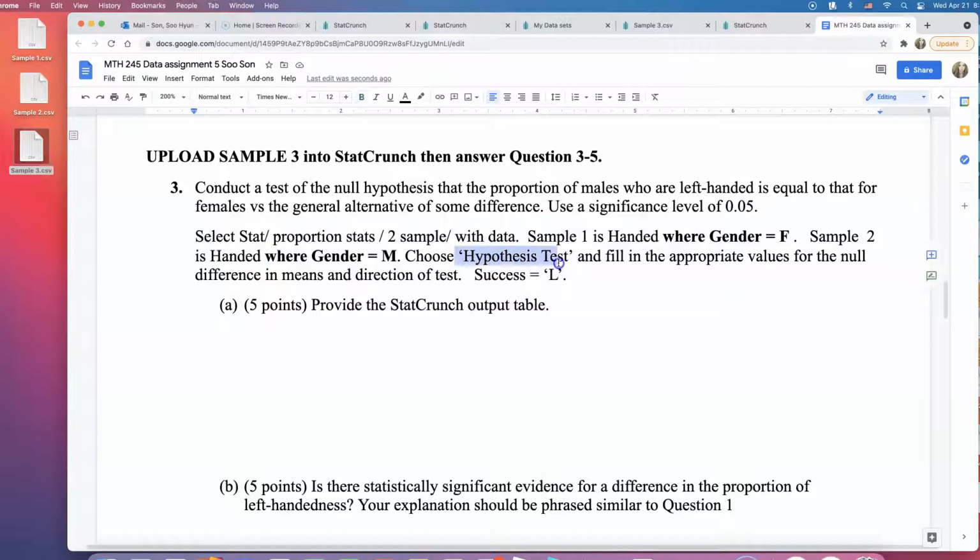Choose hypothesis test and fill in the appropriate values for the null, difference, and means, and the direction of test. Direction of test is the not equal to symbol. And success is L. What does that mean? L stands for left-handedness. So we only care about the proportion of people who are left-handed. Okay, that was wordy, but let's see what we can do together.